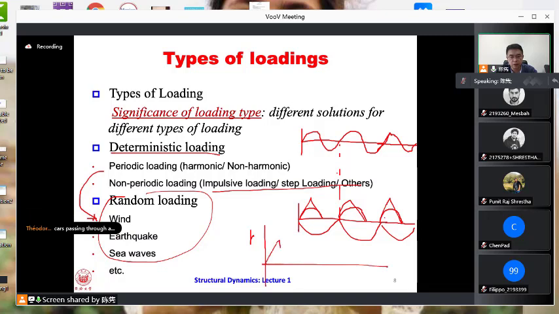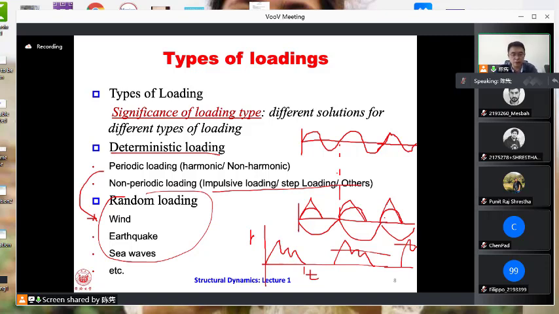See, this is one case, and later it repeats itself again, the same. So this one is periodic but non-harmonic. But when there is only one case, and this T is very short, we call it impulsive loading. When we say periodic, it means it lasts forever, it continues forever, theoretically. So this we call periodic loading.